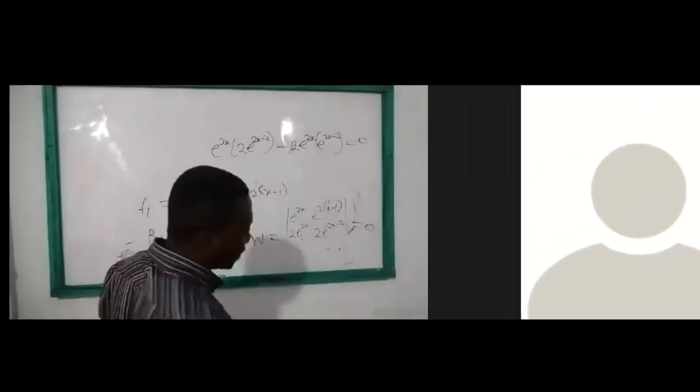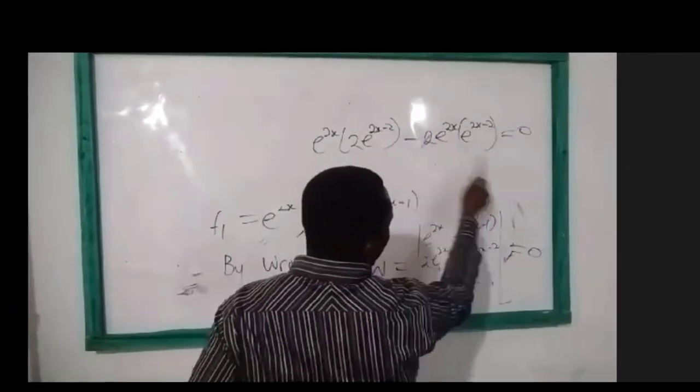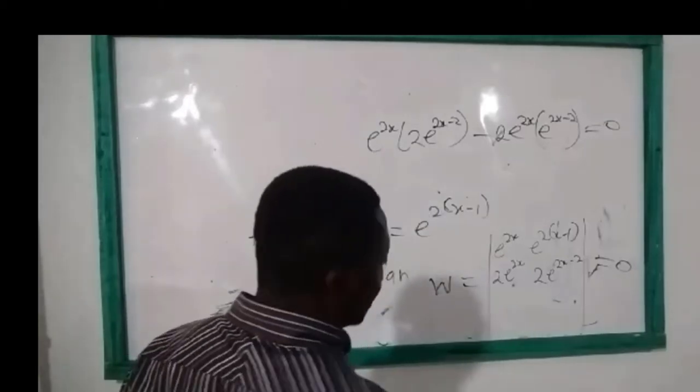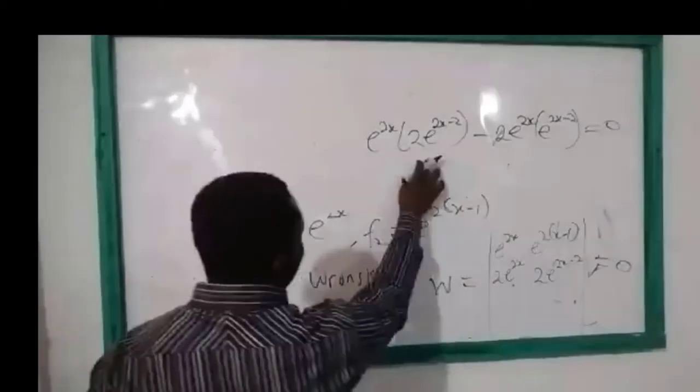Then minus, we are finding the determinant of a 2 by 2 matrix. So minus, then we also have 2e^(2x) multiplying e^(2x-2). So it should be equal to 0. So we work towards that. If that condition is satisfied, then we conclude that it's linearly dependent. If whatever we get here is not equal to 0, then we conclude that it is linearly independent. So let's expand and see.